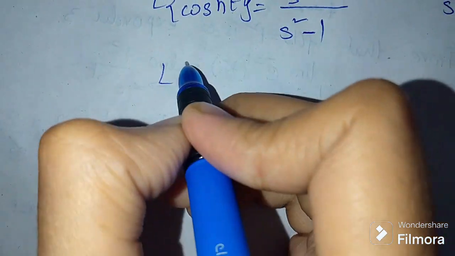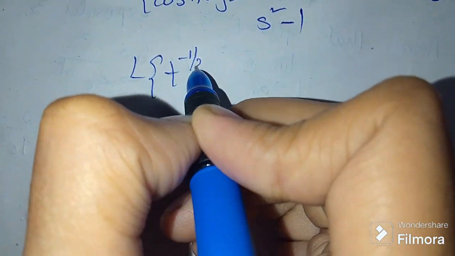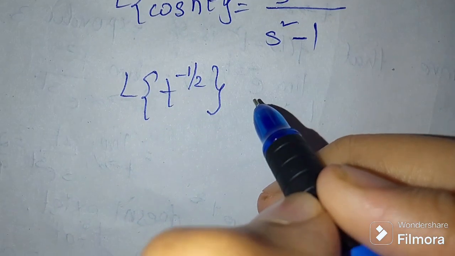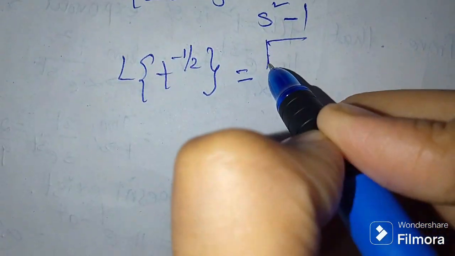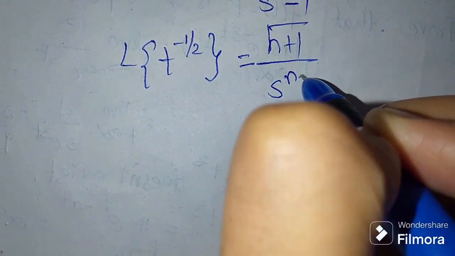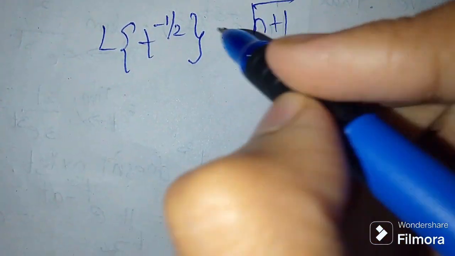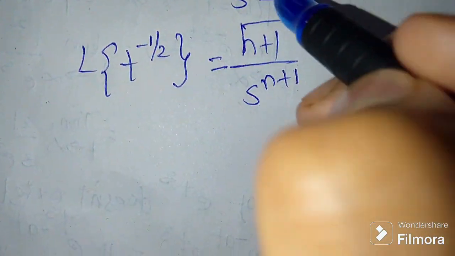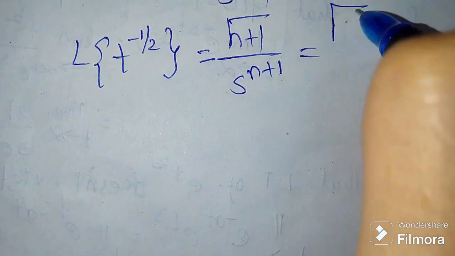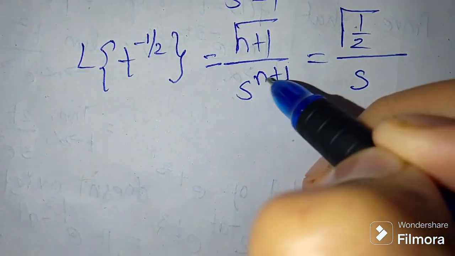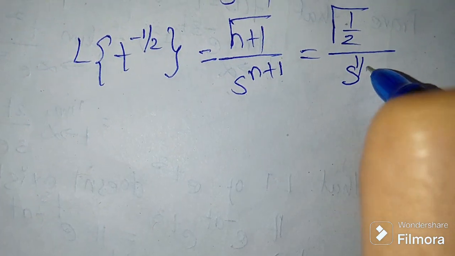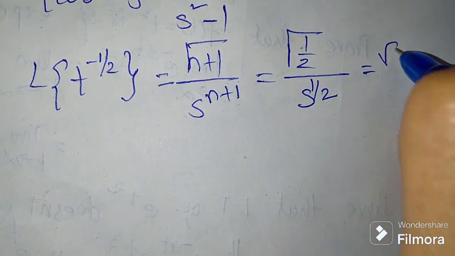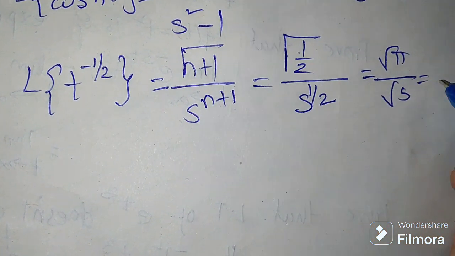What is Laplace of t power minus 1 by 2? Here also which formula should you use? Gamma n plus 1 by s power n plus 1. And here n is minus 1 by 2. So 1 minus 1 by 2 is 1 by 2, and in the denominator also 1 minus 1 by 2 is 1 by 2. So you will get root pi by root s, which you can write as root of pi by s.